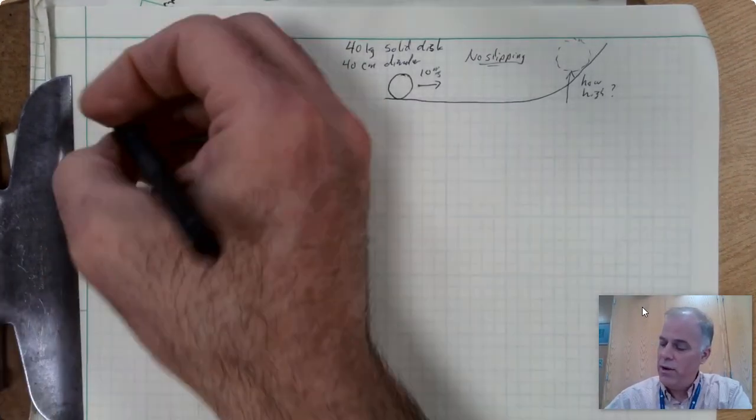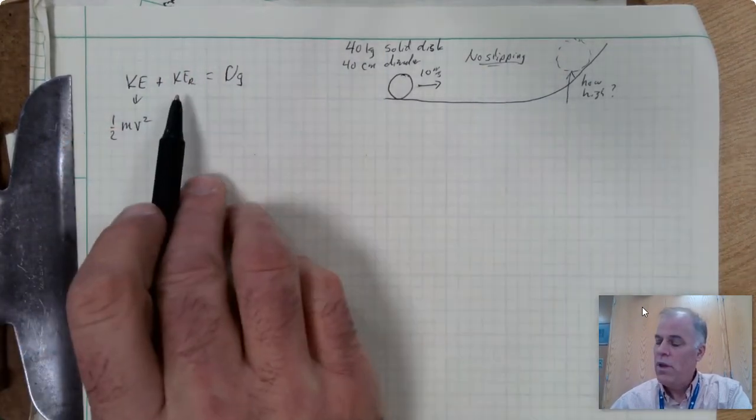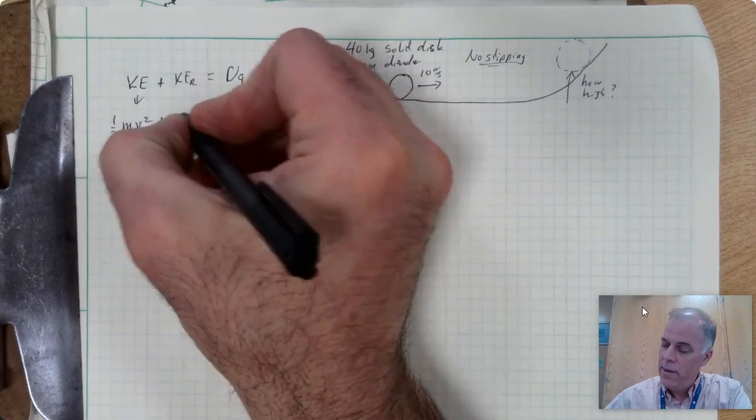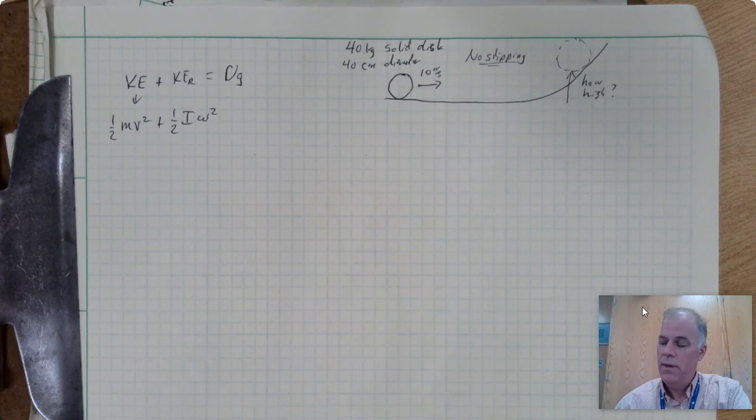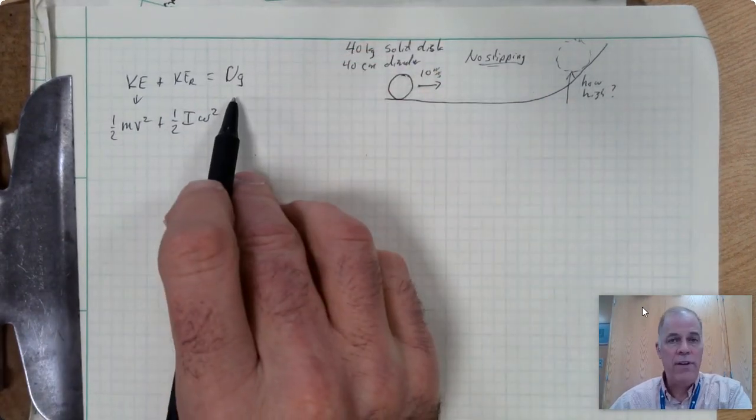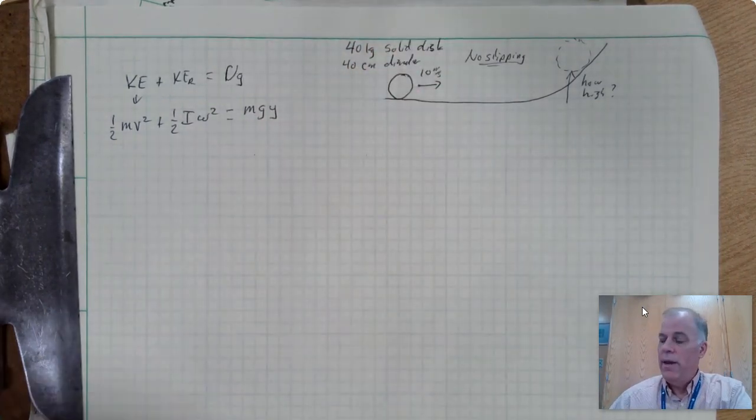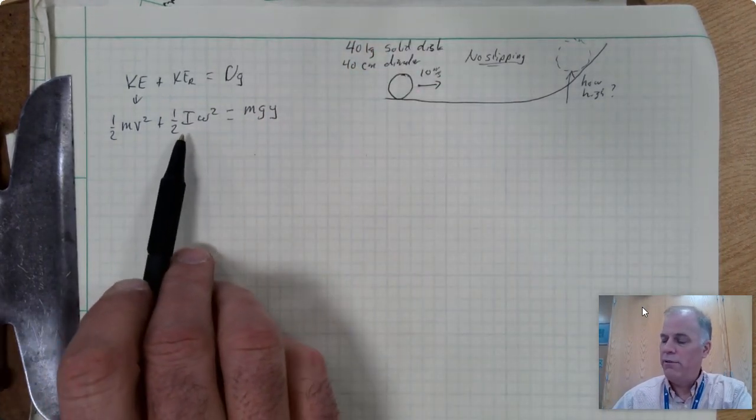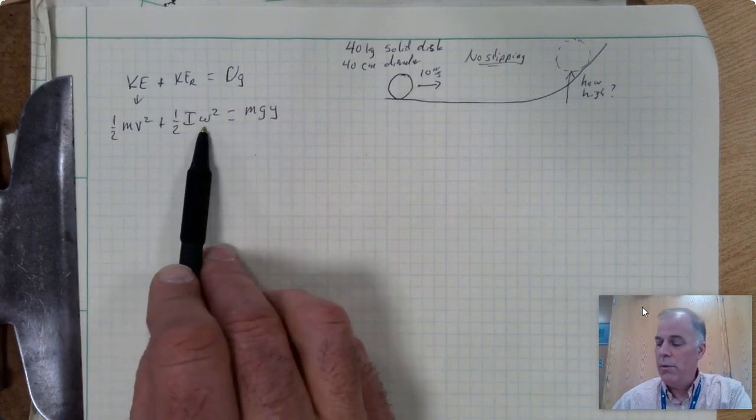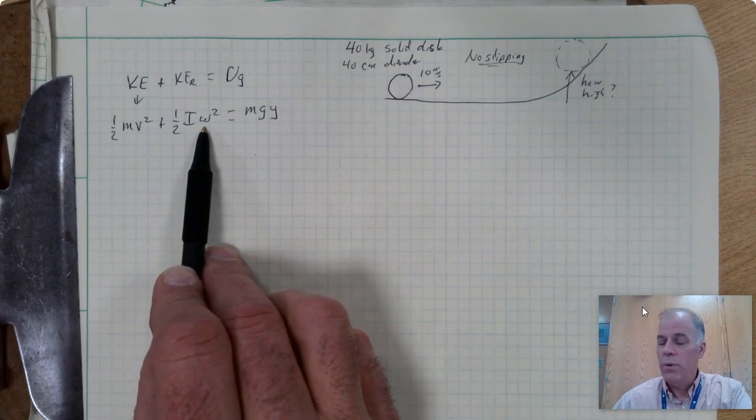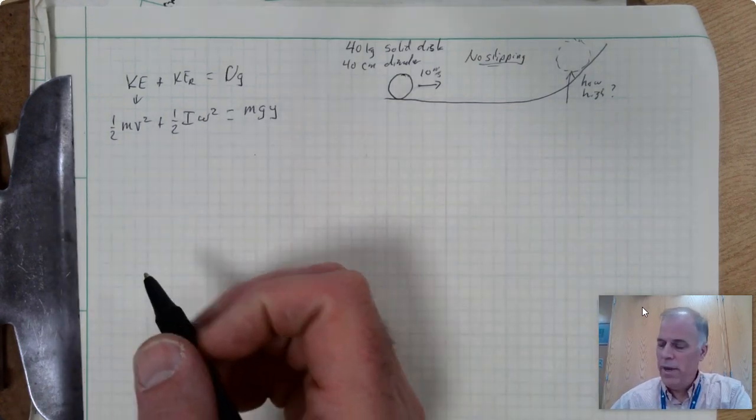So the straight line kinetic energy is 1/2 mv squared. Rotational kinetic energy is 1/2 I omega squared. And that's all going to add up to gravitational potential energy, which is mgy. Now we have a little bit more to do in here as well. We have to figure out what the rotational inertia of this disk is, and we also want to express the rotational speed in such a way that we can reduce our variables a little bit.